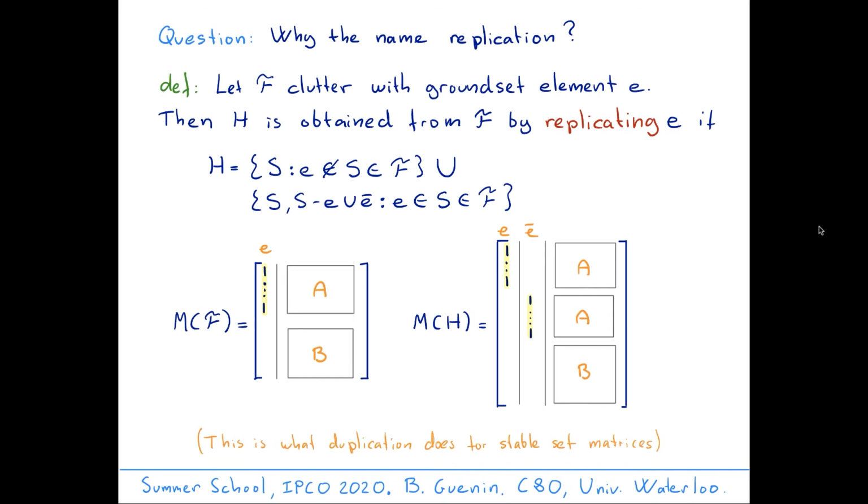Now, there's a nice connection to duplication if you do that. Namely, if you start with a graph and you look at its stable set matrix, and then you do the duplication that we've seen in the second lecture, and you look at the stable matrix of the duplicated graph, what you will see is that the relationship between the matrix of the original graph and the duplicated graph is exactly that replication operation. So duplication and replication, when you look at it from the matrix point of view, are exactly the same operation.